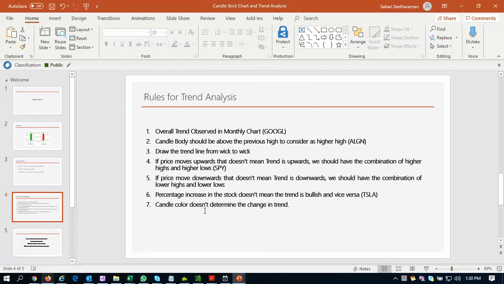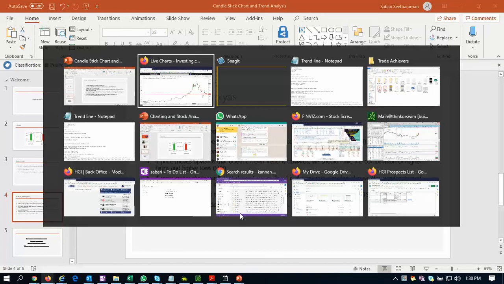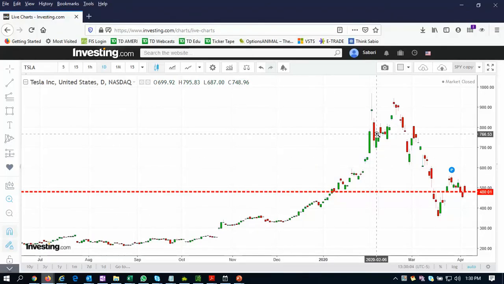Candle color doesn't determine a change in trend. A big red candle doesn't determine there is a change in trend, or a big green candle doesn't determine there is a change in trend. A combination of higher highs and higher lows, or lower highs and lower lows will determine the change in trend.